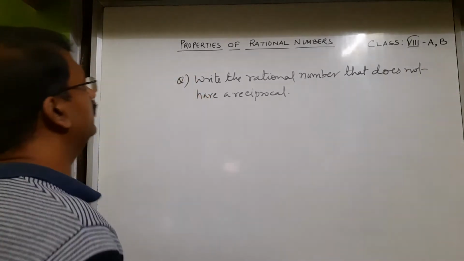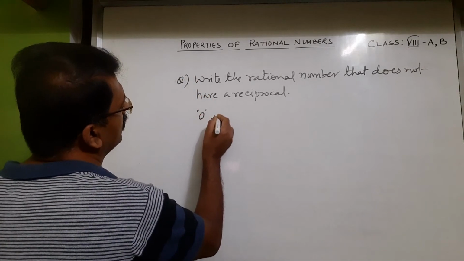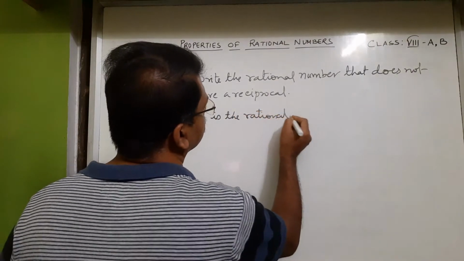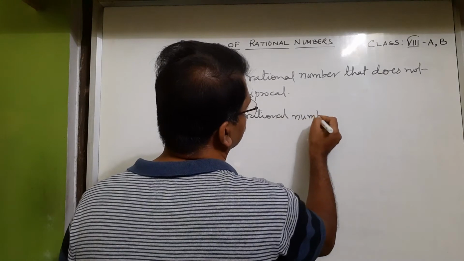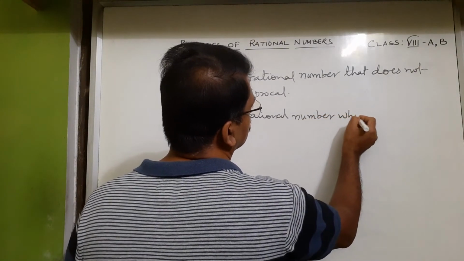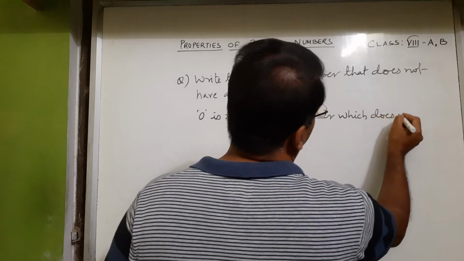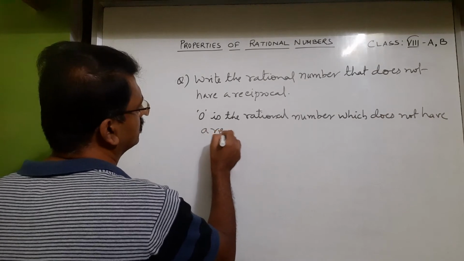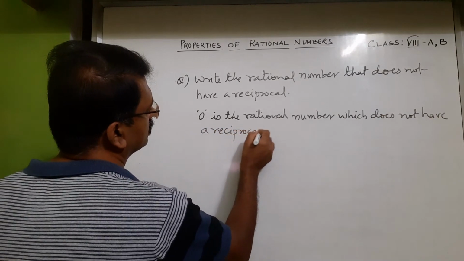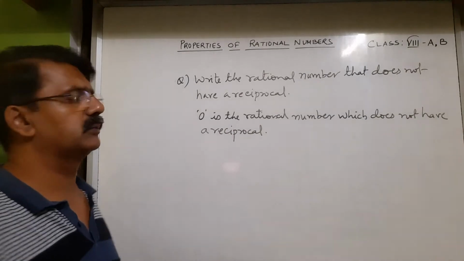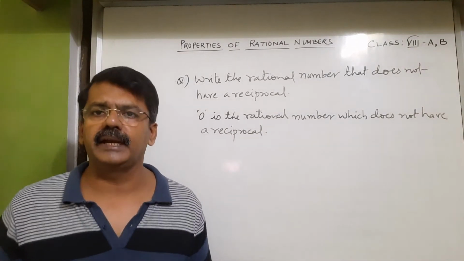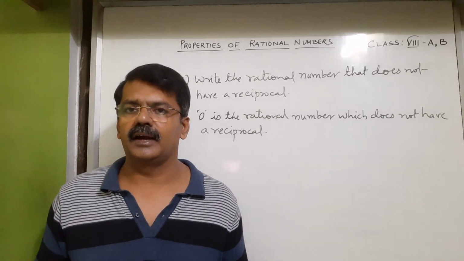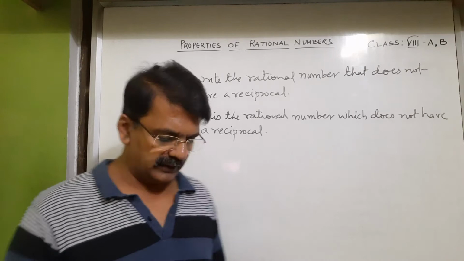So the answer will be: 0 is the rational number which does not have a reciprocal. Clear? Because I explained 1 upon 0 is not a rational number. Clear?